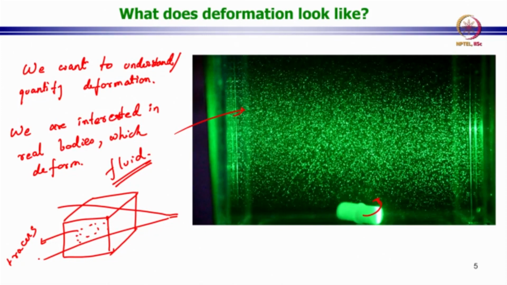I will play this video one more time for you, and I want you to look at the particles which are moving. These are all tracers, these small green dots. They look green because there is a green laser coming from the side. Now the fluid is moving, so the entire body is deforming in this case, and from the motion of these tracer particles you should be able to visualize some of the flow that is happening. So take a look at this video one more time and try to see if you can understand what the flow field looks like.